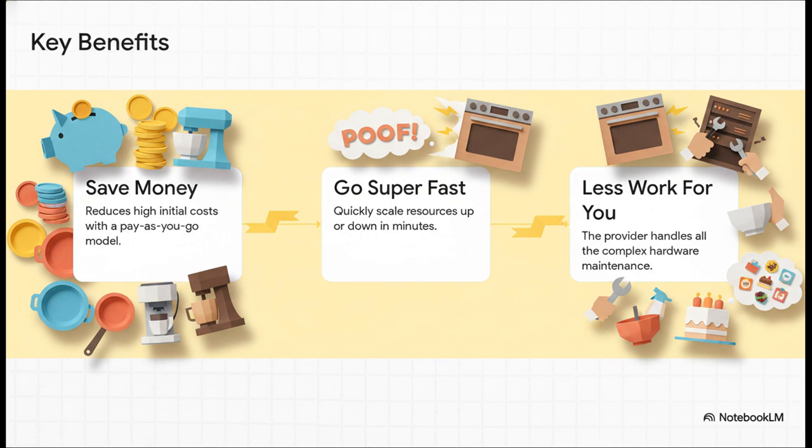For starters, you save a lot of money. You don't have to buy your own super expensive ovens and mixers. They're already there. Second, you can go super duper fast. If you suddenly need 10 ovens instead of one, bam, you've got them instantly. And third, it's way less work for you. Someone else is there to clean up the kitchen and make sure everything works perfectly.